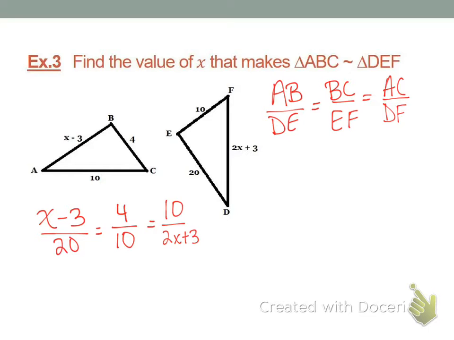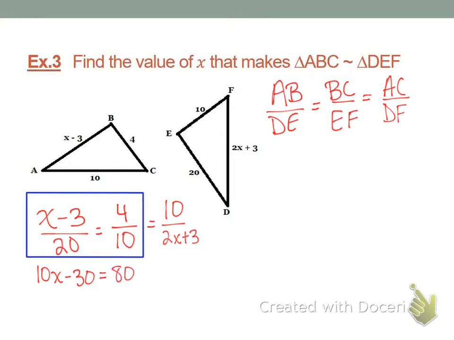So let's go ahead and just use the front two together. If we use those two together and we cross multiply, what do we get? 10x minus 30 equals 80. To solve it, we would add 30. 10x equals 110, which means x equals 11.